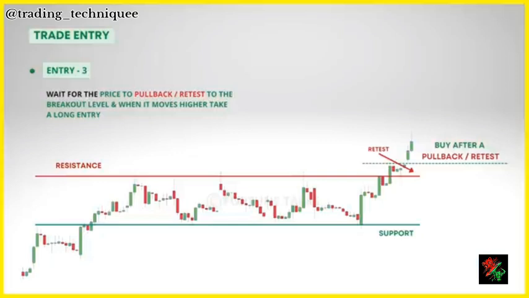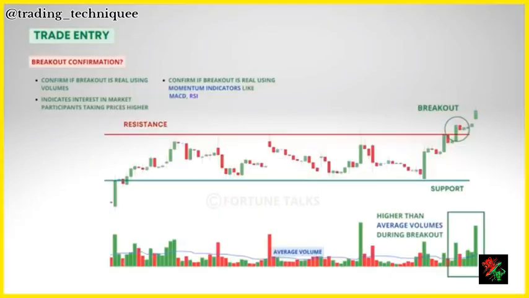And finally, what if you miss out on the breakout completely? Then the only option available is to wait for a pullback or retest back to the resistance turned support level and take an entry from there. And if the retest doesn't happen, don't chase the price. Just avoid trading it altogether. You'll find even better trades. Make sure that the volume rises during the breakout, indicating a higher buying interest. You can also use indicators like MACD, RSI, etc.